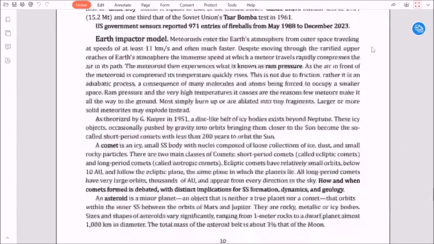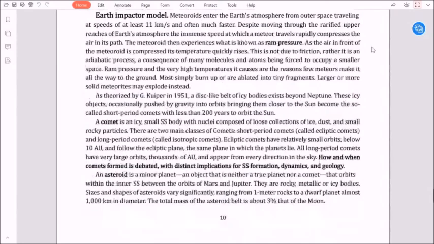Earth impact model. Meteoroids enter the Earth's atmosphere from outer space, traveling at speeds of at least 11 kilometers per second, and often much faster. Despite moving through the rarefied upper reaches of the Earth's atmosphere, the immense speed at which a meteor travels rapidly compresses the air in its path.